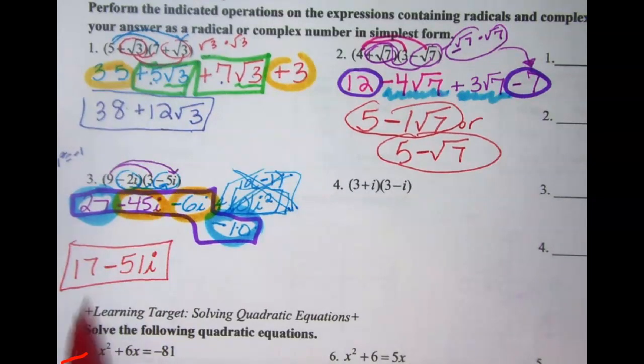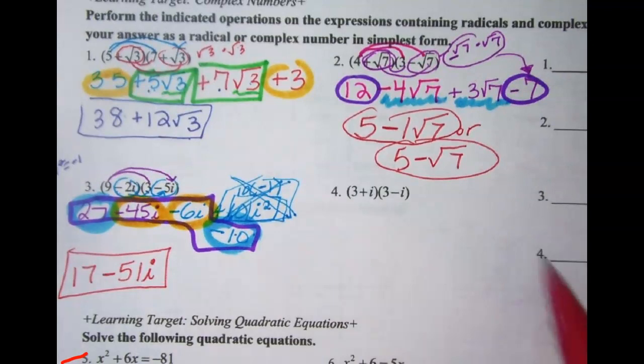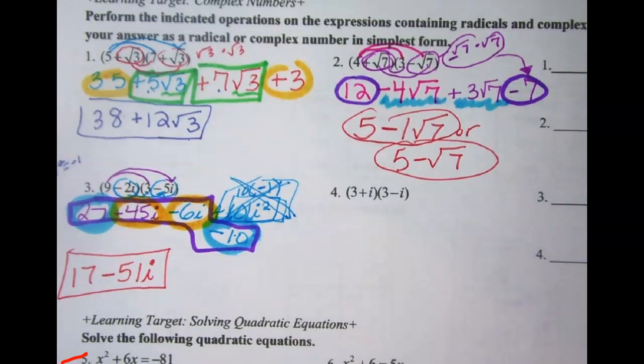Okay, remember this is standard form. This is like the a plus or minus b times the i. So we have to have it in that form. Okay, and we'll look at number 4. So you can try this on your own if you want and pause it and then just watch as I do the work.